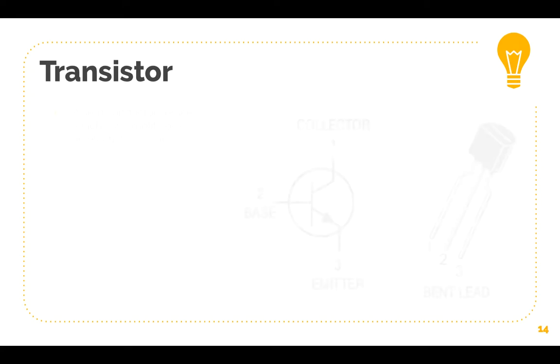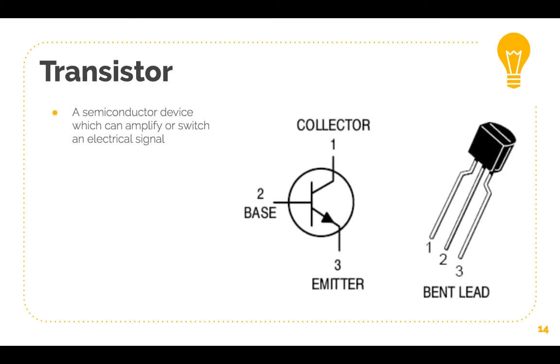A transistor. Transistors are kind of hard to understand, and when we get into actually working with circuits, hopefully it's a little bit more clear. A transistor is a semiconductor device which can amplify or switch an electrical signal. As long as you know that a transistor can amplify or switch a signal, that's totally fine.